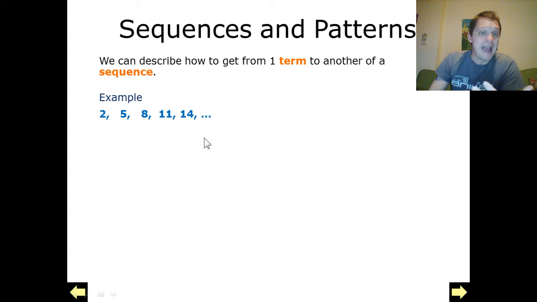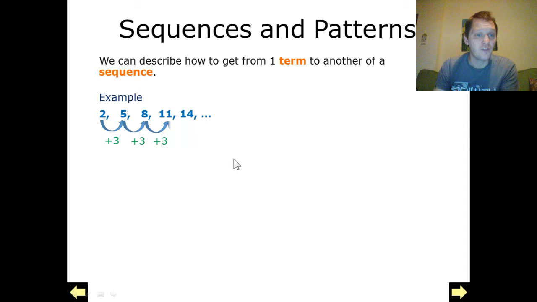So I can describe how I can get from the one to the next just by looking at how do I get from 2 to 5? How do I get from 5 to 8? How do I get from 8 to 11? How do I get from 11 to 14? Some of you may have already spotted that each time that you're moving from the one number to the next, you are adding 3. In which case we describe this as plus 3.